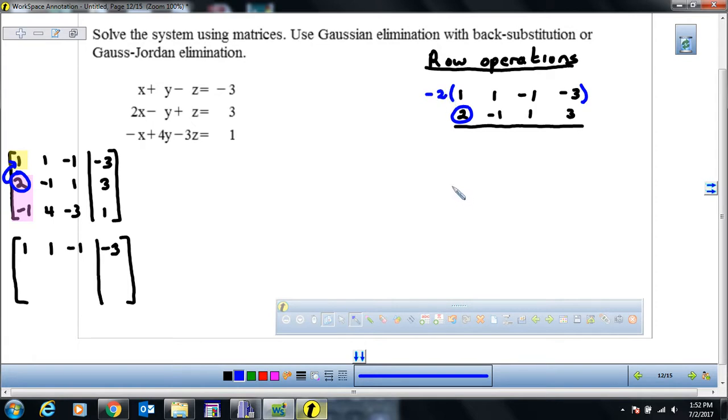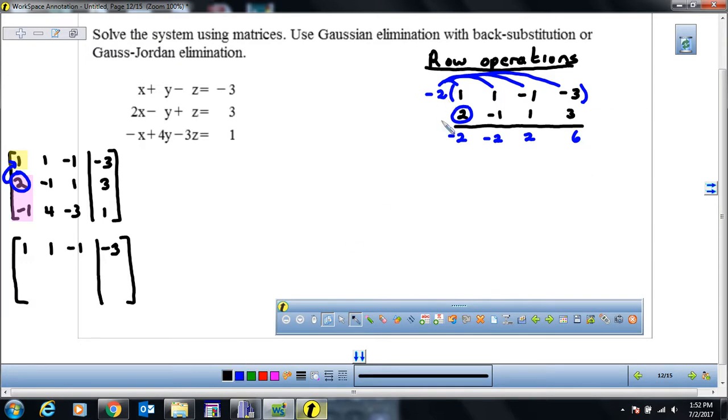And that's exactly what you're going to do every time you want to make a number a 0. You're going to multiply the equation that has the 1 by the opposite of the other equation. Okay? So if I multiply all of this by -2 right here, we're going to get -2, -2, +2, and +6. -2 times -3 is +6.